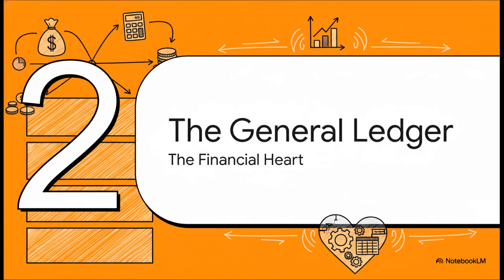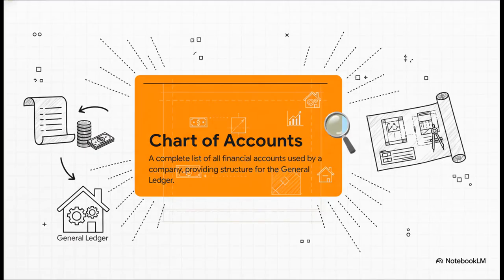Okay, so we've got our structure set up. Now, where do we actually keep track of all the money? Well, that brings us to the financial heart of the company, the general ledger. But before we can even think about the general ledger, we need something called a chart of accounts. What is it? Honestly, just think of it as a master list or a menu of every single financial account the company is allowed to use. It's the blueprint that lays out all the categories: cash, sales, expenses, you name it. You can't just make up an account, it has to be on this list.